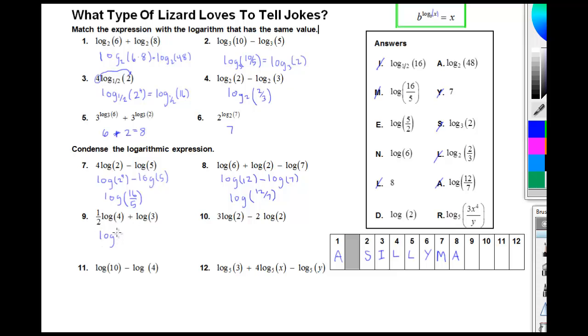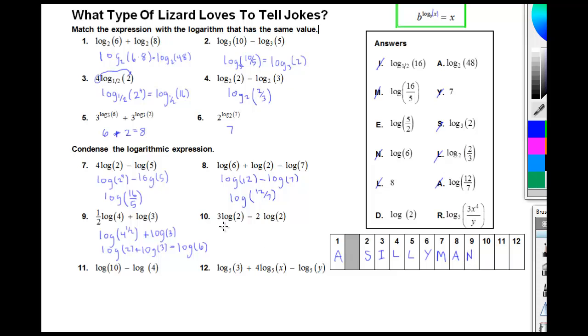All right, then we've got 1/2 log 4 plus log 3. So the 1/2 can come up as 4 to the 1/2 power plus the log of 3. Then 4 to the 1/2 power is like the square root of 4. So I can say that that's log of 2 plus the log of 3, which will become the log of 2 times 3, or 6. And the log of 6 is N.